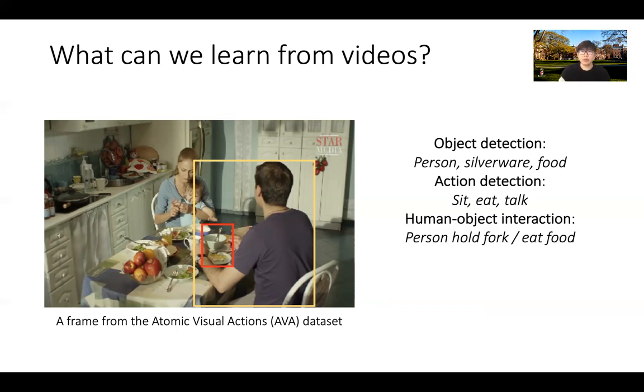Beyond those, we can also model the interactions among humans or between humans and objects, such as a person holding a fork, eating food, or talking to each other. Finally, we can do some short-term temporal reasoning, such as predicting what may happen next: the male actor is likely to stand up.